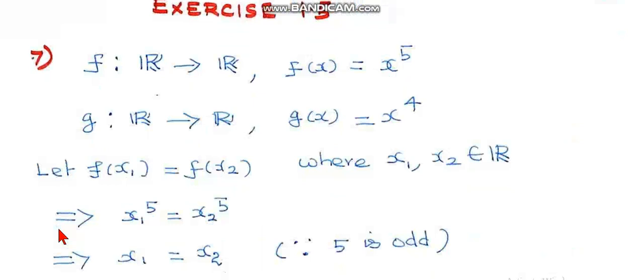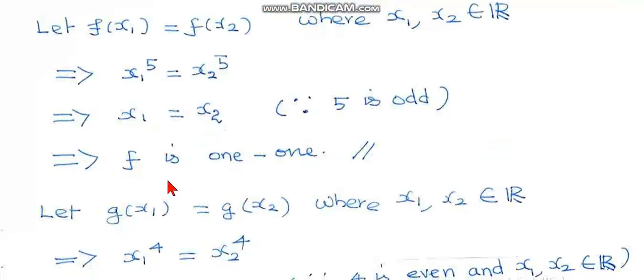Now let us take two elements x1, x2 from the set of real numbers. Let f of x1 equal to f of x2. That implies x1 to the power of 5 equal to x2 to the power of 5 according to the rule of f. Now 5 is an odd number. So x1 to the power of 5 equal to x2 to the power of 5 always implies x1 equal to x2, whether x1 and x2 are positive or negative. So our assumption f of x1 equal to f of x2 leads us to the result x1 equal to x2. Therefore f is 1, 1.